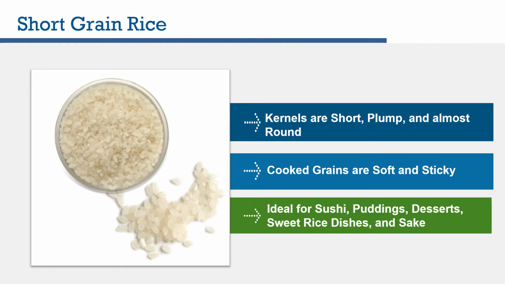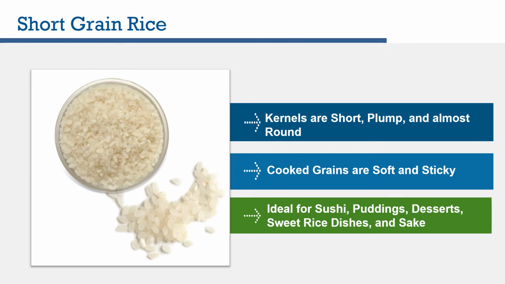And now for short grain rice. Short grain rice has a short, plump, almost round kernel. Kernels are around 4 to 5 millimeters long, and cooked grains are soft and sticky with a slight springiness to the bite. Similar to medium grain, short grain rice is ideal for dishes with a creamy consistency, like puddings, desserts, and other sweet rice dishes, as well as sushi.